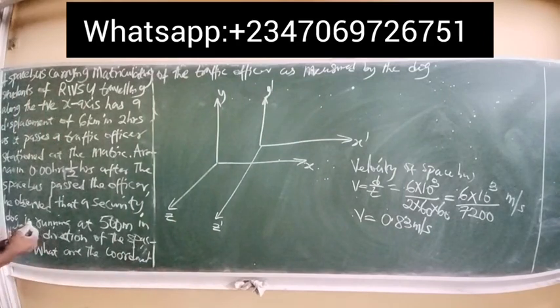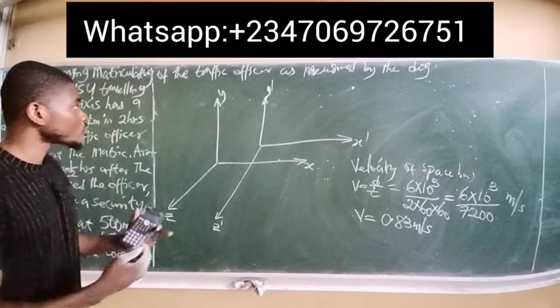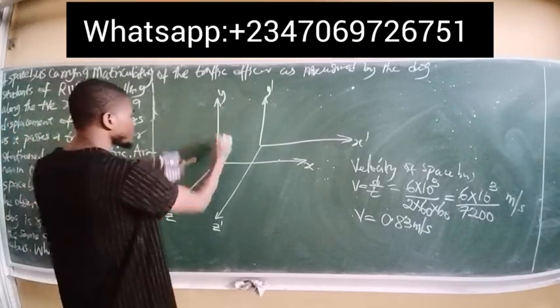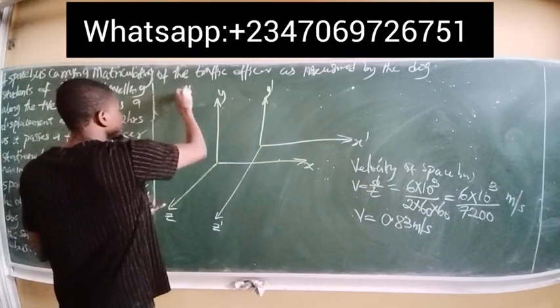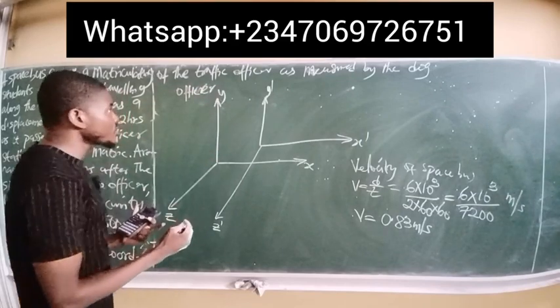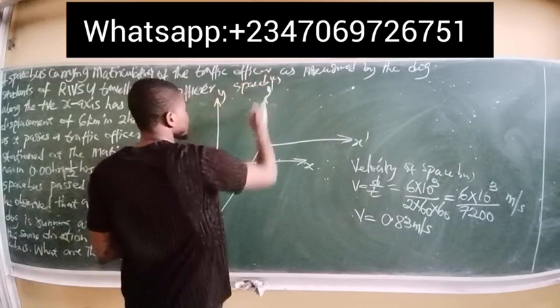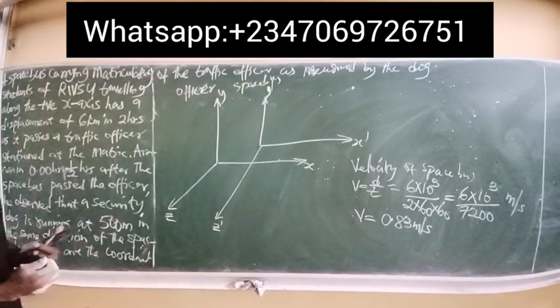All right, let's continue with the question. The question says half an hour after the space bus passed the officer, he observed. Which means the officer is actually the observer. For the observing plane, which is the plane of the observer, this is the officer. Meanwhile, the space bus is the second reference frame where this event is taking place.